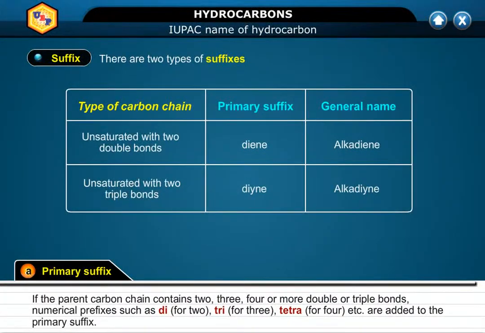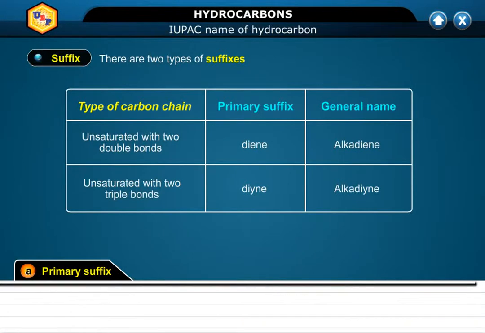If the parent carbon chain contains 2, 3, 4 or more double or triple bonds, numerical prefixes such as di for 2, tri for 3, tetra for 4, etc. are added to the primary suffix.